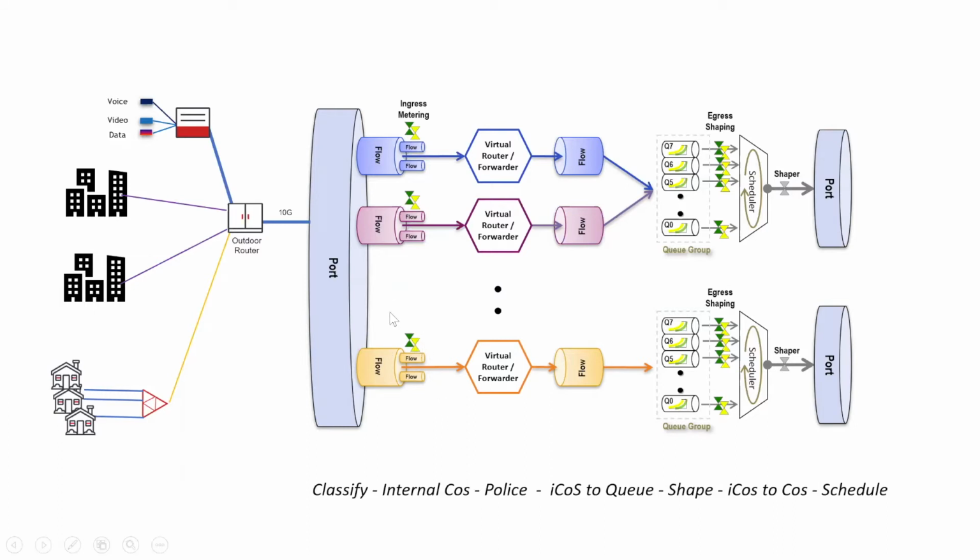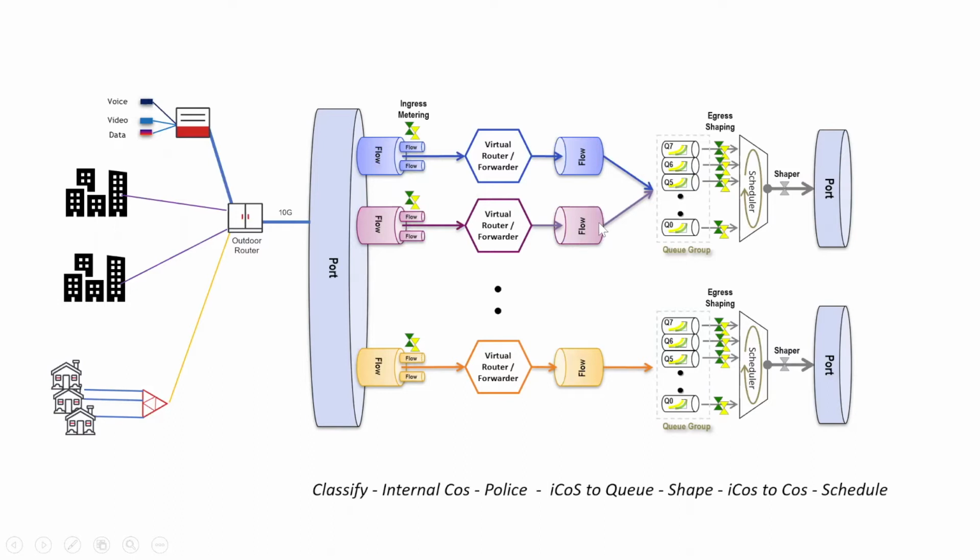Then what we do is we police the traffic based on the contract that the customer has with us. So we make sure that the amount of traffic that they're sending into the network doesn't exceed the contract that we have with them. After the traffic is policed, it's forwarded to a virtual router or forwarder. So if it's layer 2 traffic, it'll go to a virtual switch. If it's layer 3 traffic, it'll go to a VRF. And that forwarder will determine what the egress flow point is to egress the system.